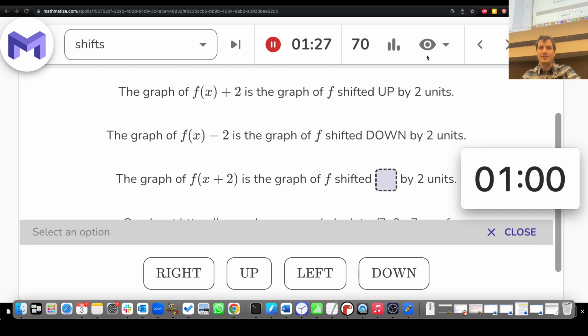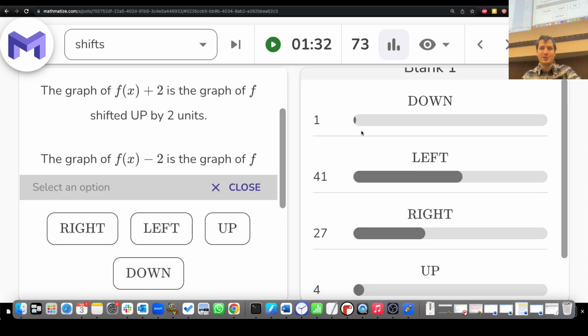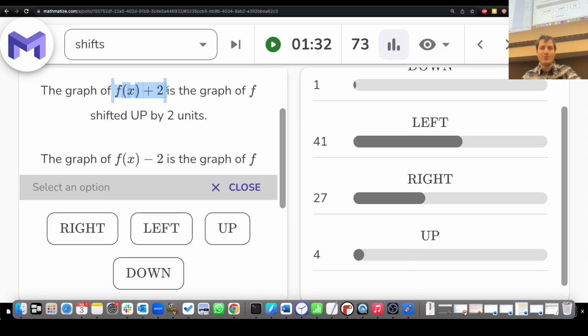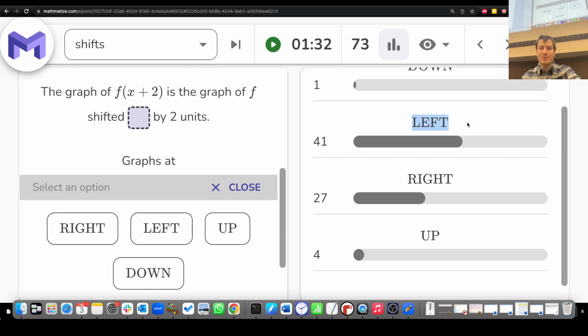Okay, let's see what you guys said. Is it up, down, left, or right? Hopefully nobody picked up or down because we already know how to do up and down. It's different. So up and down are not right. If you want to do up and down, you put the plus and the minus outside the function. It's going to be left or right. 41 people said left. 27 people said right. So pretty split between left and right. How are we going to answer this question?